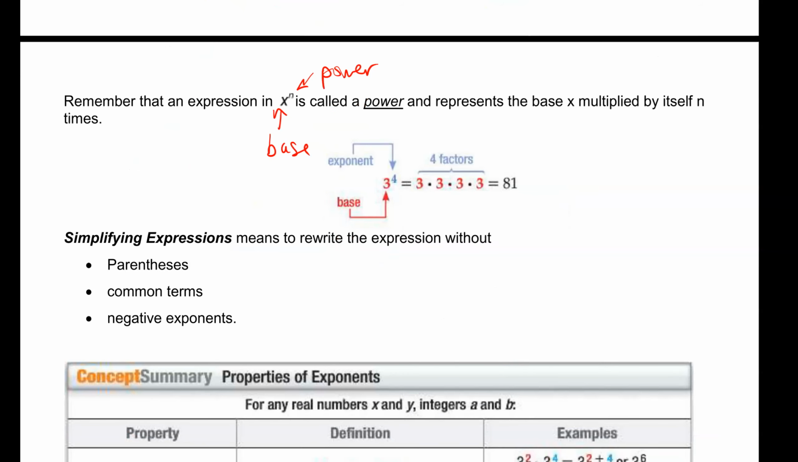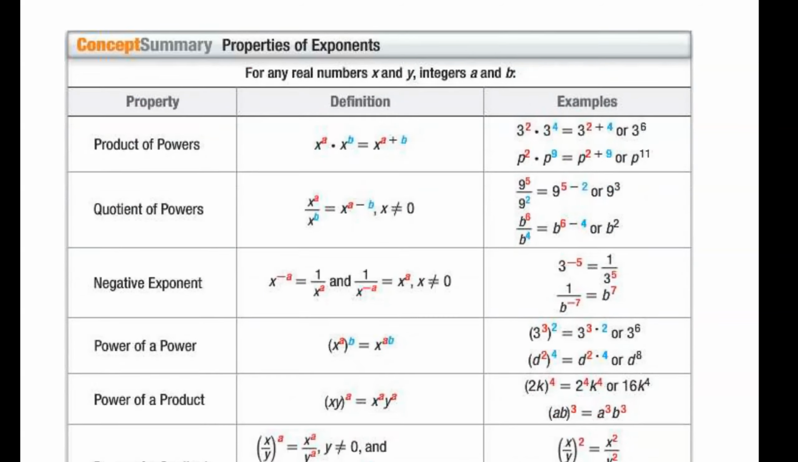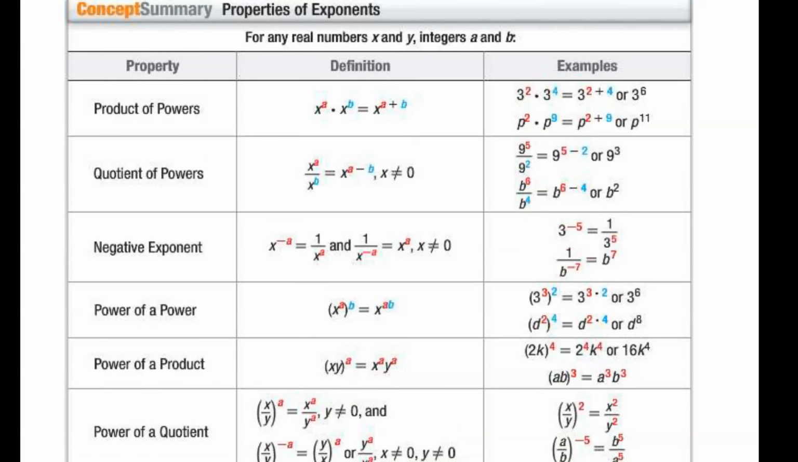Just keep in mind, we're going to do a lot of little problems today. And when the problem says simplify, what it means to simplify is you get rid of all the parentheses, you combine all the common terms, and you have no negative exponents. So how do you know you're done? If those 3 things are done, right? That's the idea. Okay, so these are all the properties of exponents.